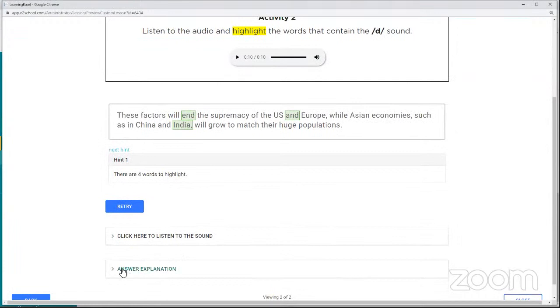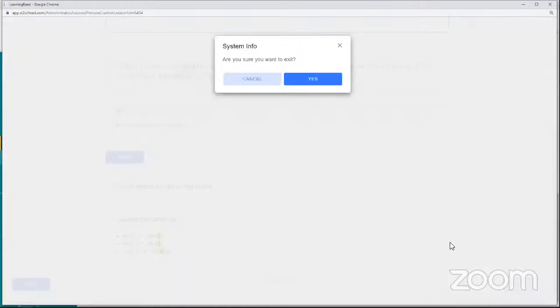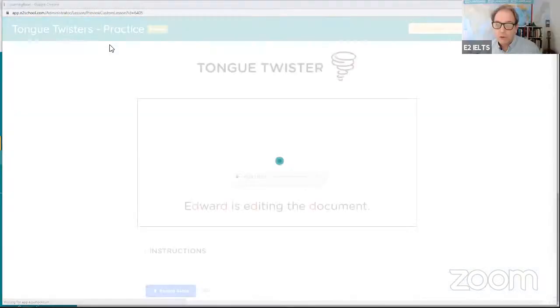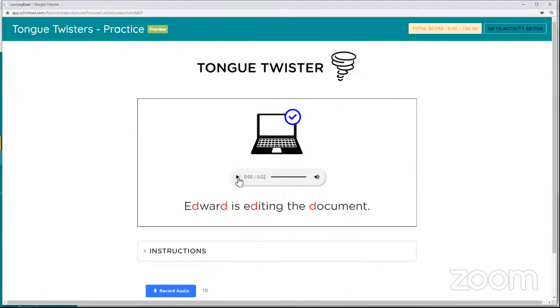We're right. Now, why is that? Because end and India all contain that single D sound. All good? Great. Now, tongue twister practice. Remember, awareness moves to practice. All right. Listen and repeat.